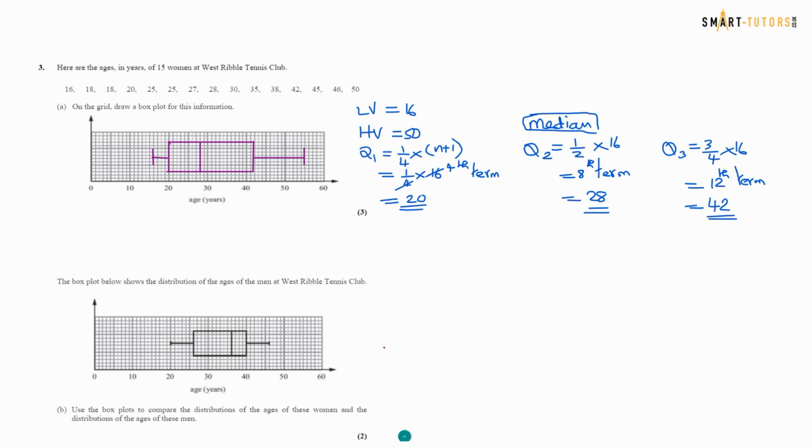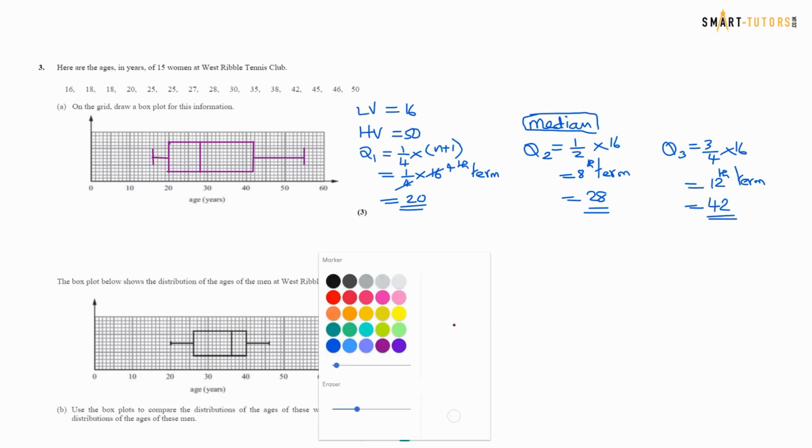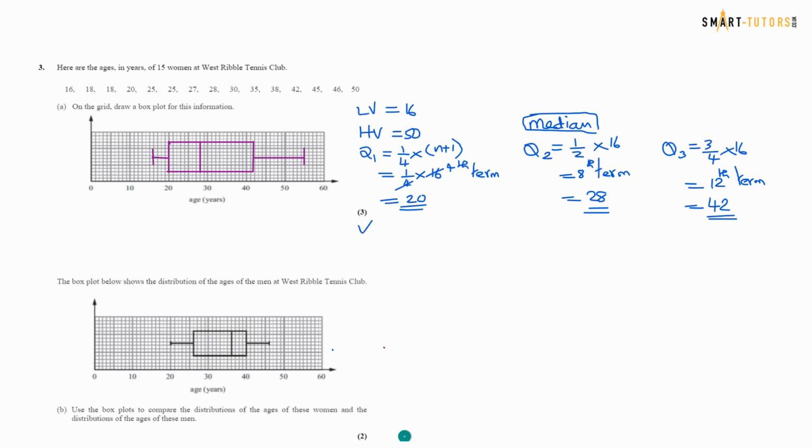Right, that is the box plot. They are giving 3 marks for that, so it's worth spending time and doing that question. Next one, this is what we need to explain in detail, but I'm hoping this question becomes a box plot comparison in paper 2 or paper 3.